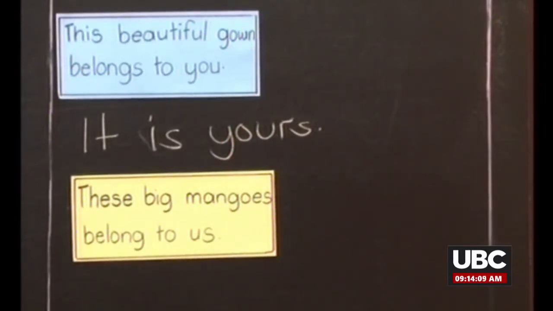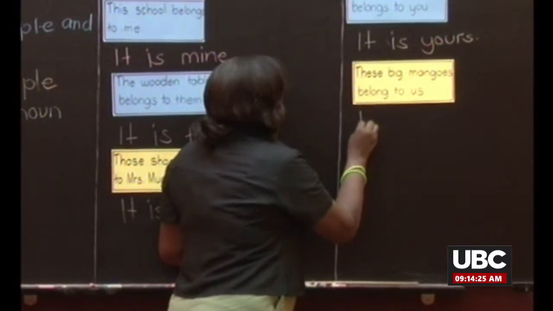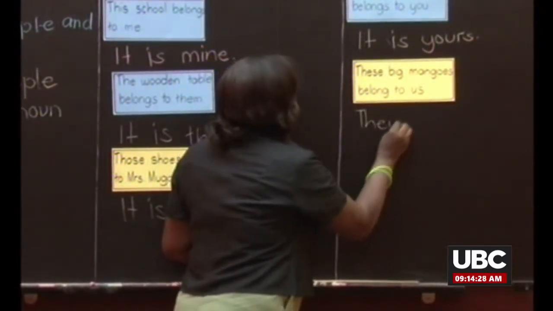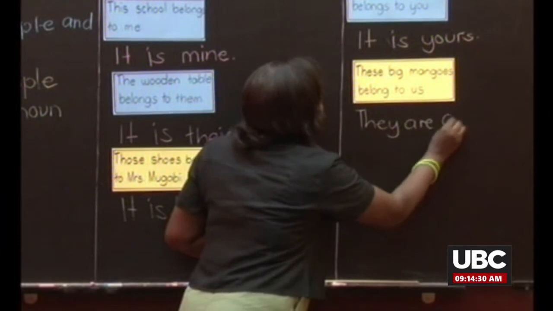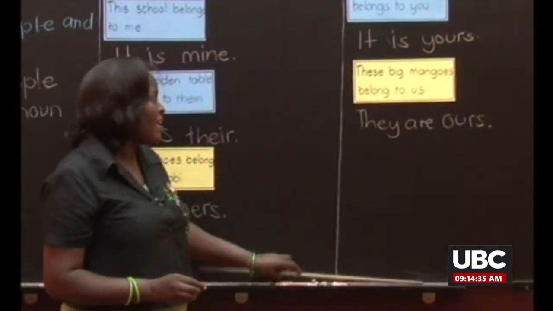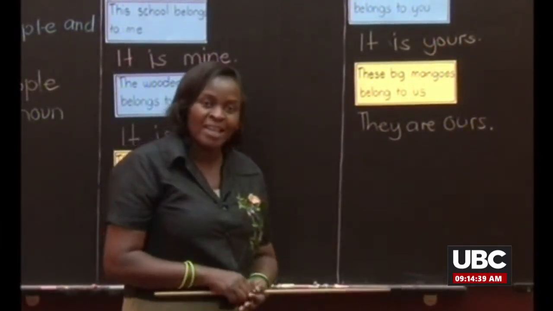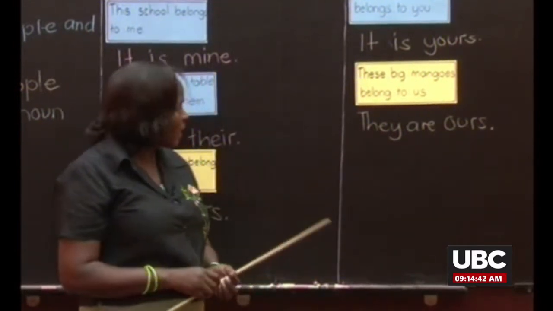We read the sentence together again. These big mangoes belong to us. If it belongs to us, the big mangoes, so in our possessive case, what do we say? We say, they are ours. Because the mangoes are many, so we say, they are ours. That is the possessive pronoun case words which we have tried to look at.